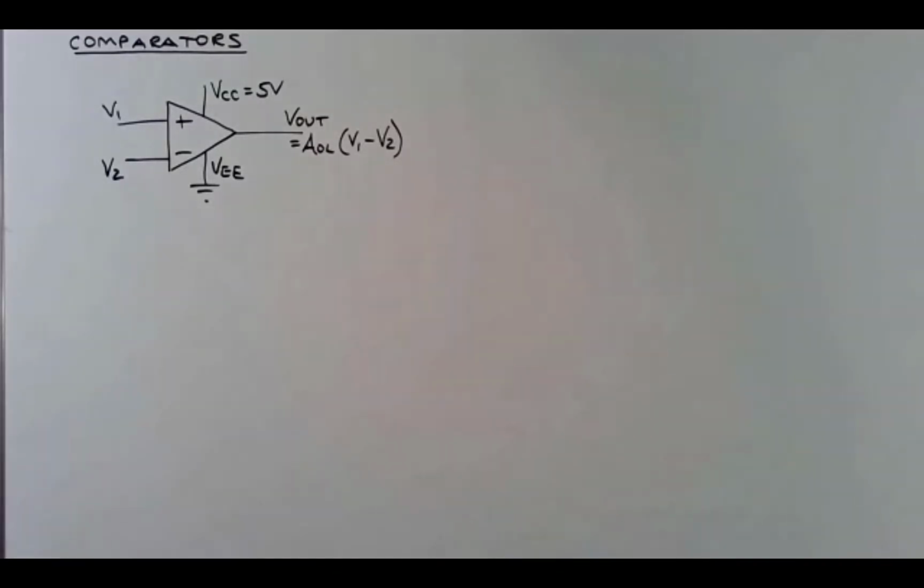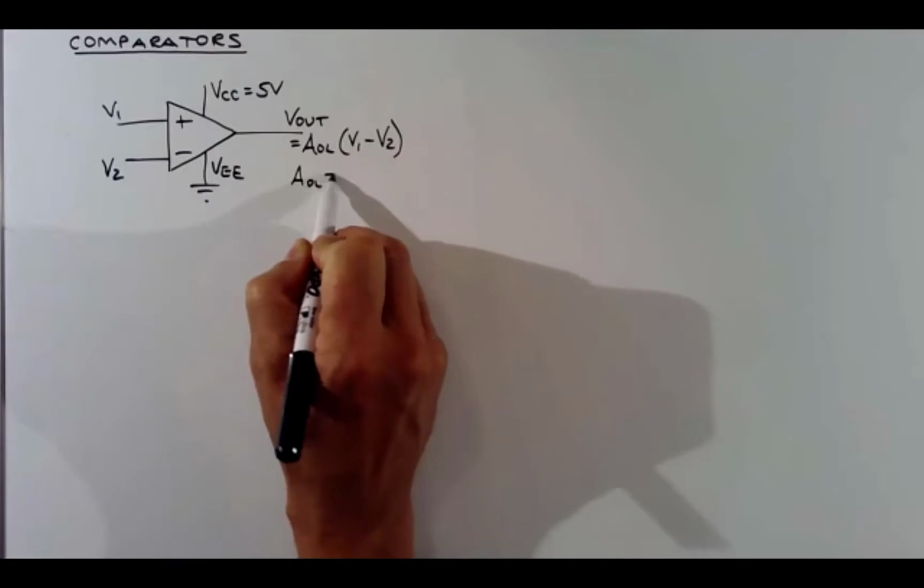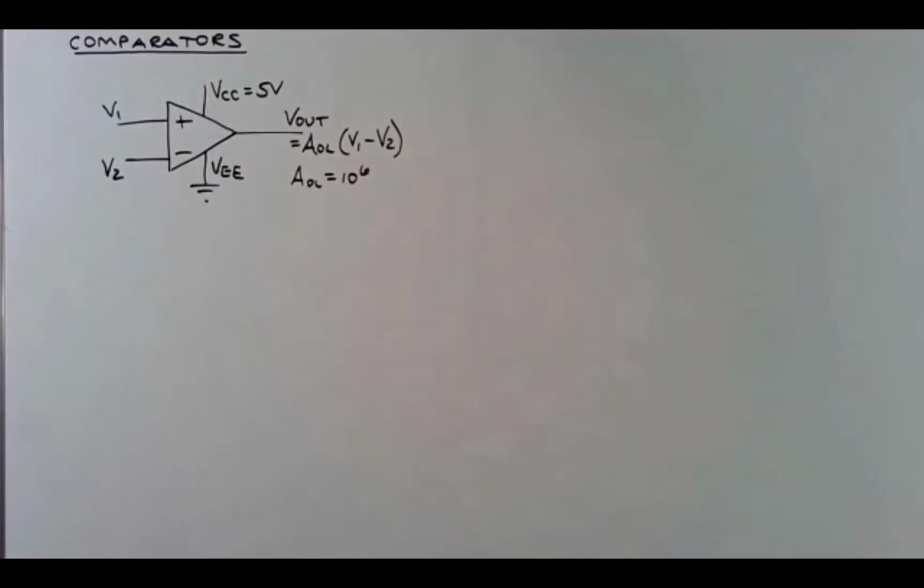So I want to do something here. Let's define a big AOL. It doesn't really matter what it is, but let's say it's 10 to the 6th. That would be a pretty big AOL. AOL varies, if you look at data sheets, between 10 to the 4th and 10 to the 6th, somewhere in there. But again, it doesn't really matter what it is. It just has to be big. So let's do this.